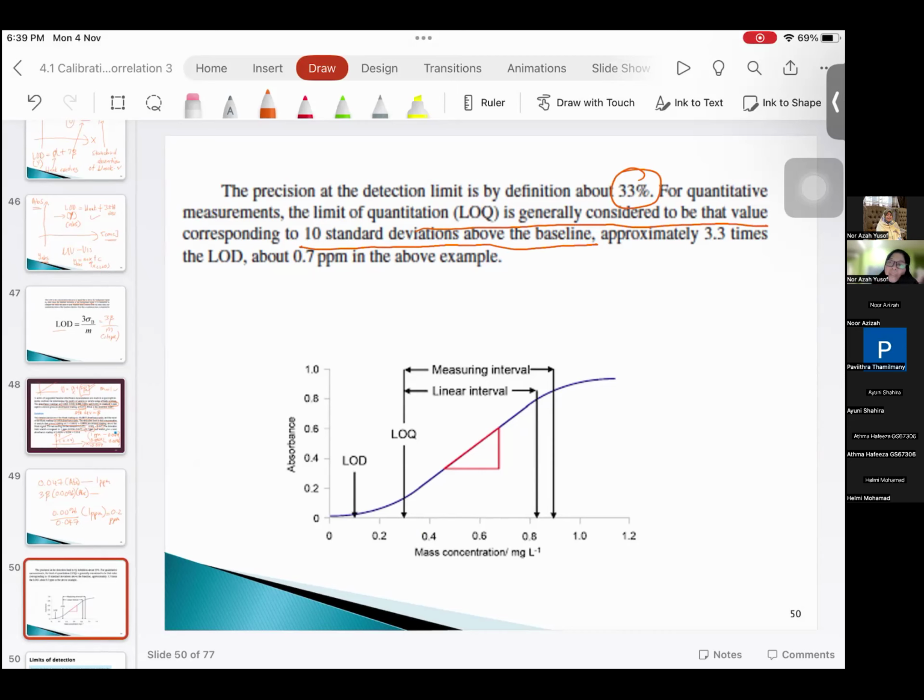I'm not really familiar with LOQ because I don't usually do HPLC. Anyone has experience using HPLC or any chromatography? Anyone? Yes, Asma. Yeah, I do. Which one is important to you, LOD or LOQ?